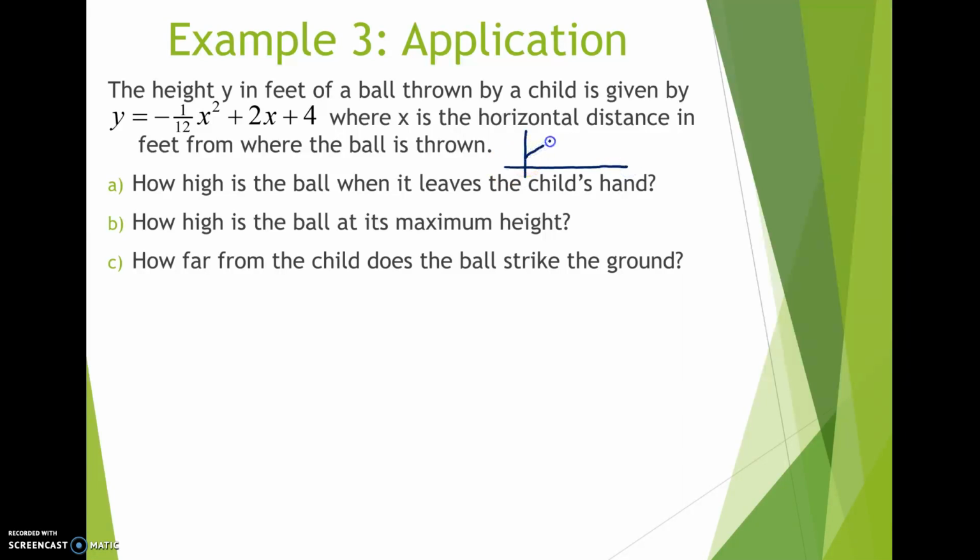So this kid's going to throw the ball and eventually it'll hit the ground. And it follows a parabolic path. X, so the horizontal distance, that's our x. And then the vertical distance, or the height of the ball, that would be the y values. How high is the ball when it leaves the child's hand? That would be this point.